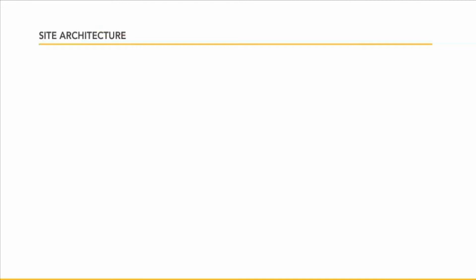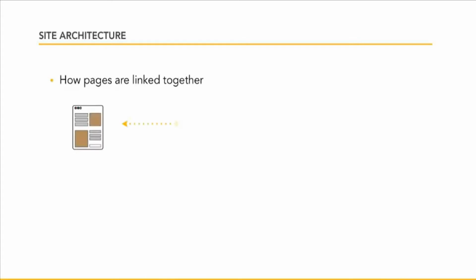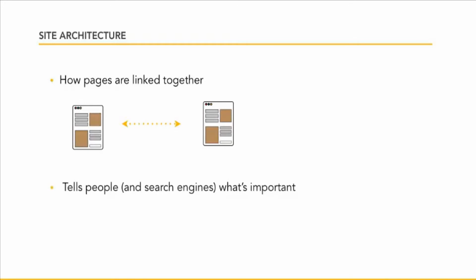Site architecture, which is sometimes referred to as information architecture, is basically how the pages of a website are linked together. The way you, as a site owner, link to them within the navigational structure tells people and search engines which pages are important, as well as which aren't. It makes a lot of sense when you think about it.